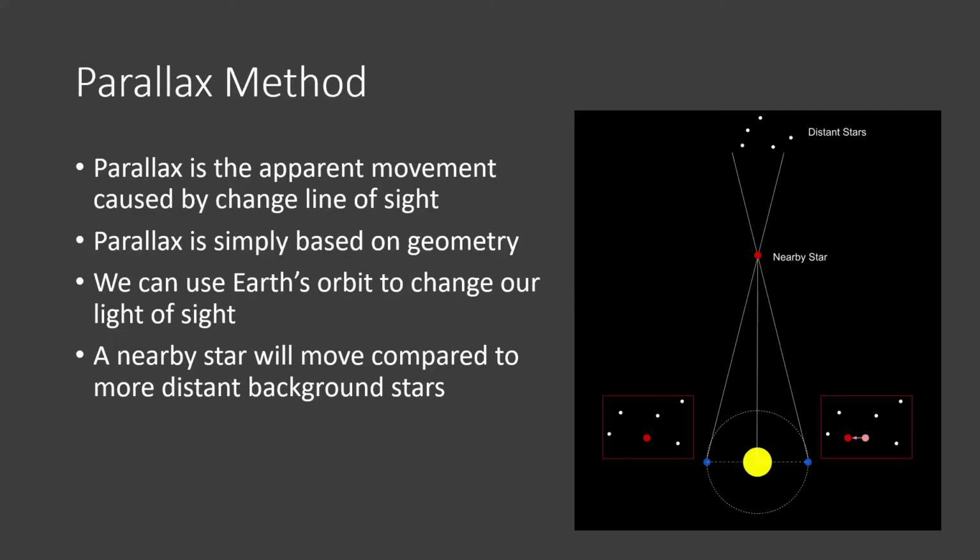Well, one very simple but really effective method is the parallax method. This method is based on trigonometry and geometry, and it's a really simple effect you can see for yourself. If you hold up, say, your finger or your thumb and close one eye, and then quickly switch to the other eye, back and forth, you should see whatever object you're holding out kind of move back and forth slightly with respect to a more distant background. This is because your line of sight is changing.